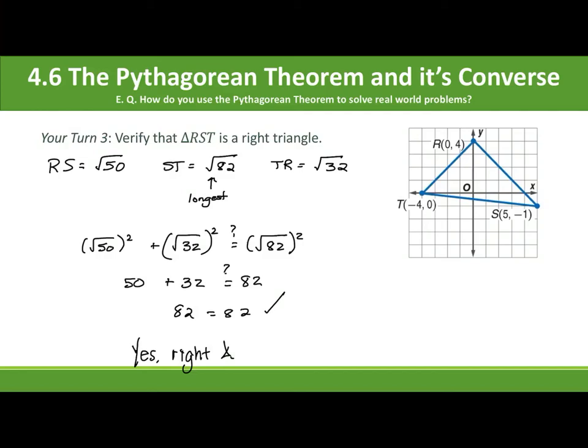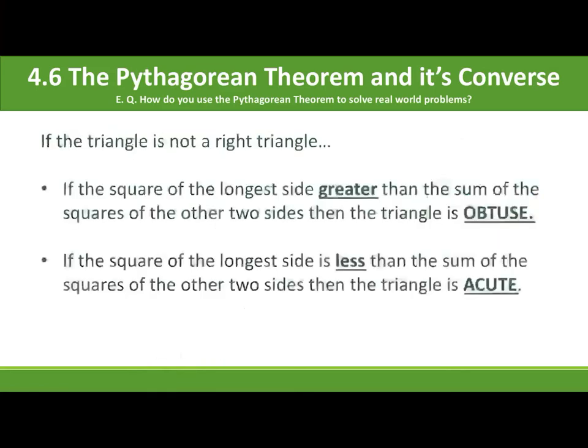So we've gone over how to find the side of a triangle using Pythagorean theorem, how to determine if a triangle is a right triangle, but what if it turns out that it's not a right triangle? We can actually use Pythagorean theorem to determine if it's going to be an obtuse triangle or an acute triangle. So if the square of the longest side, so if C squared is greater than the sum of the squares of the other 2 sides, then we know it is obtuse.